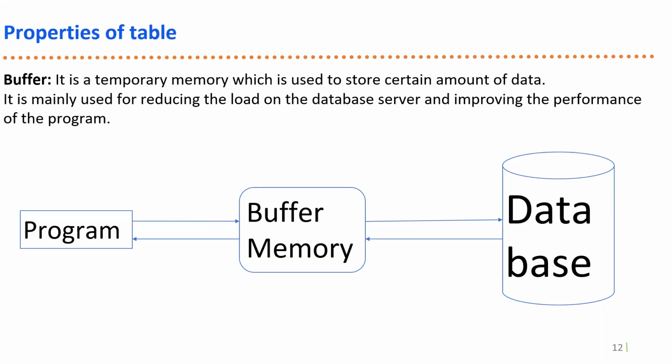So buffer memory is like a temporary memory which is used to store a certain amount of data. It will be fetched from the database, then it will be saved in the buffer memory. Suppose you are using buffer memory, then our execution time will be faster because it won't go to the database. It will be saved in buffer memory itself.